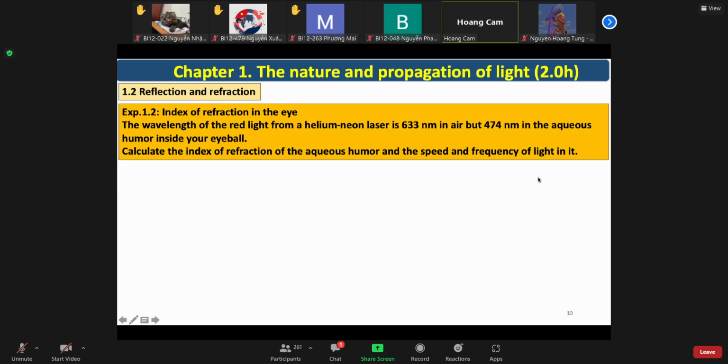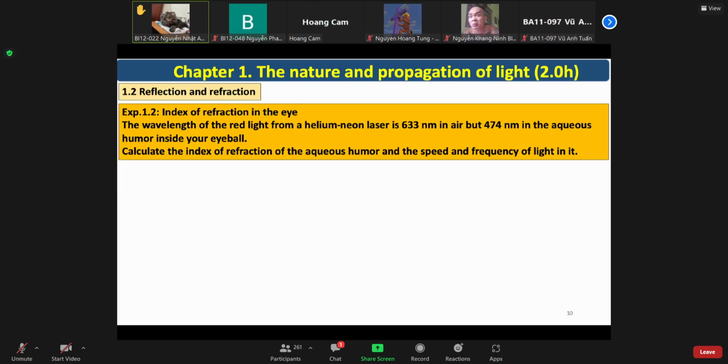So, anyone who wants to discuss your solution? Yes, Nguyễn Nhật Anh, go ahead. In this example, I will apply the formula for the wavelength of light in a material, which is lambda equals lambda 0 divided by n. And we apply the numbers as the example has given to us. I found that the number n is 1.335.